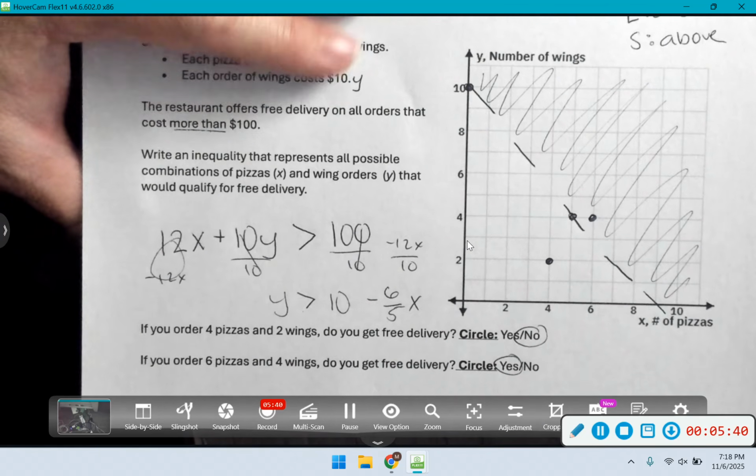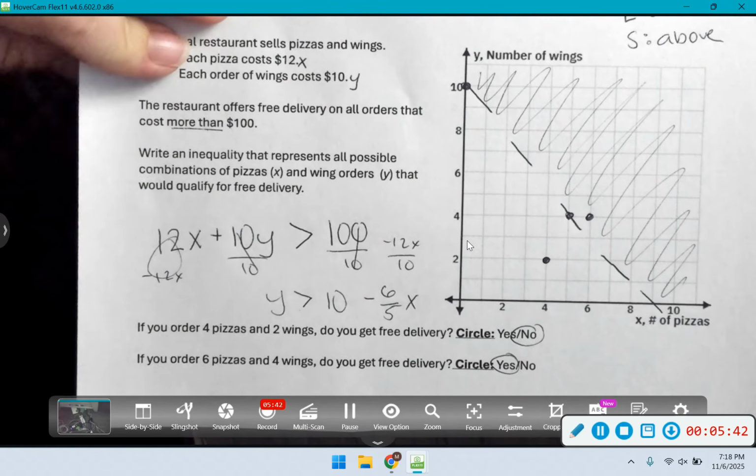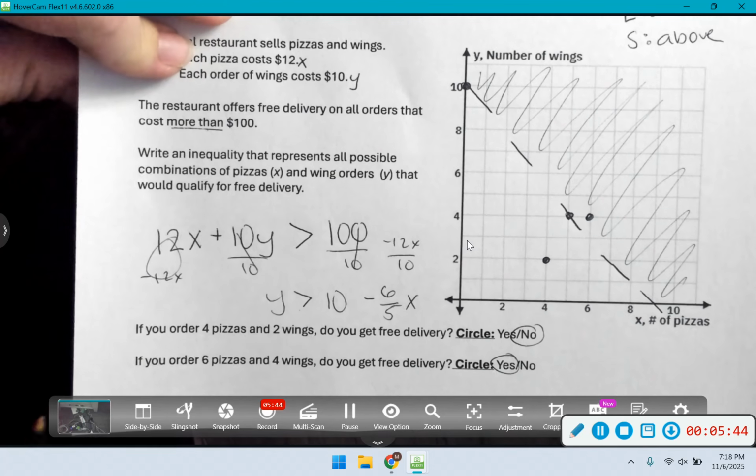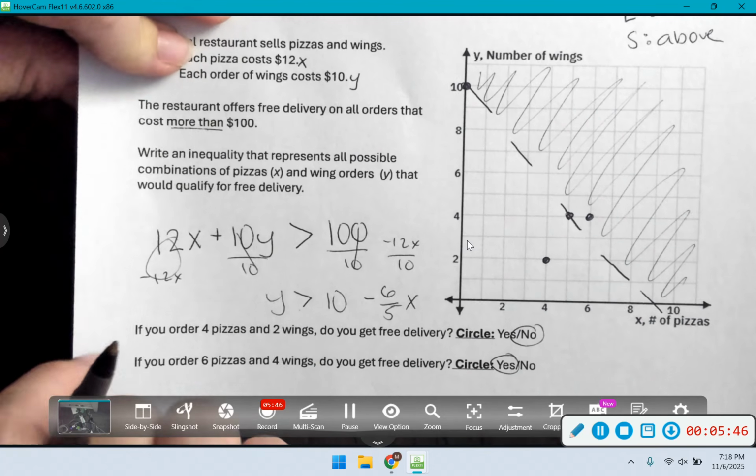Okay, you have a practice. That is what you're working on. There are clues on the board. You do have to show all your work. Try your best and be nice to the sub. Have a good day.